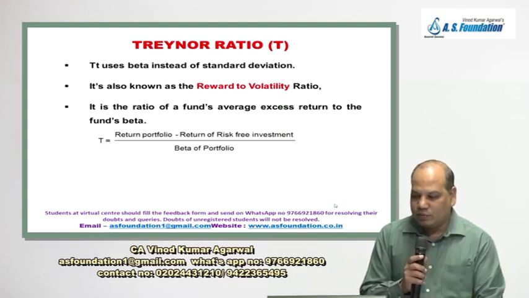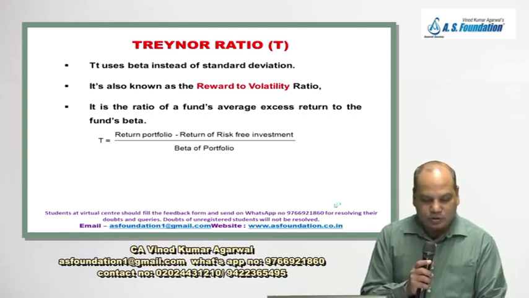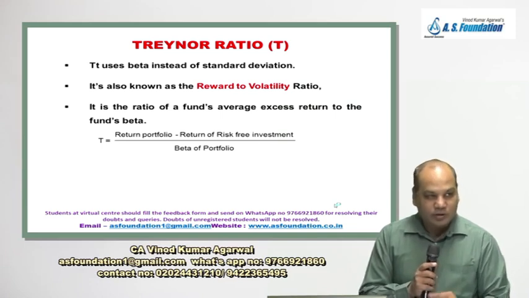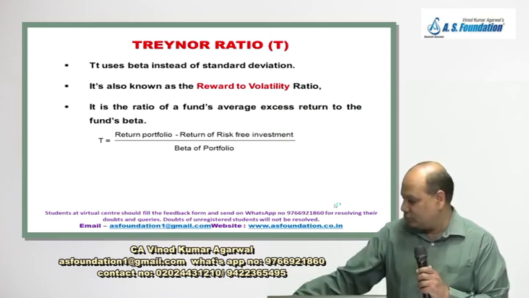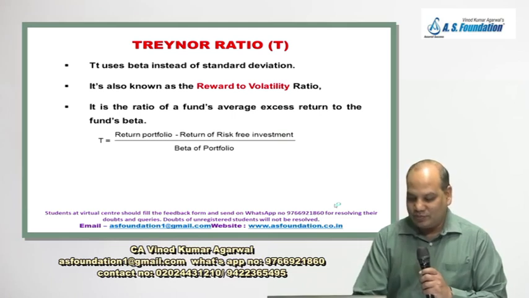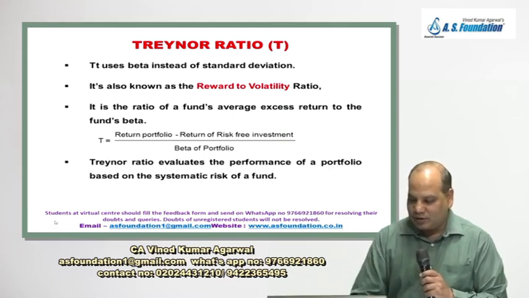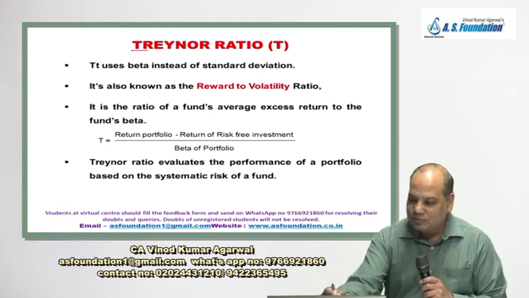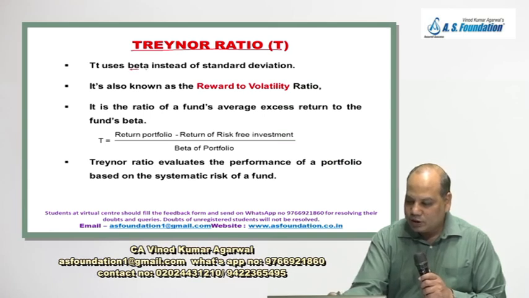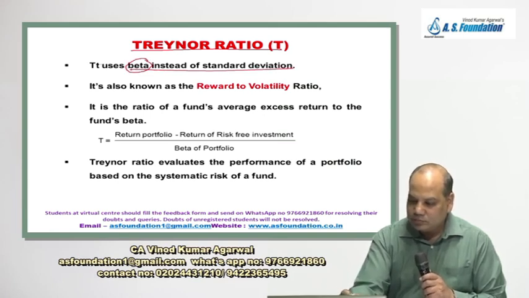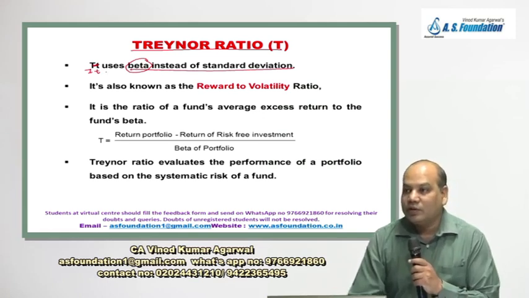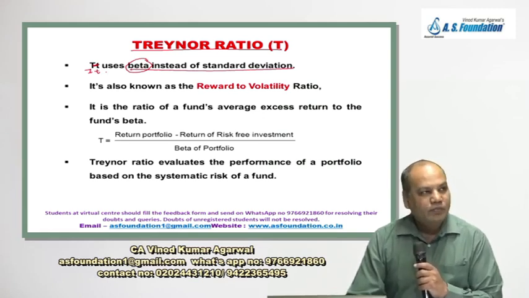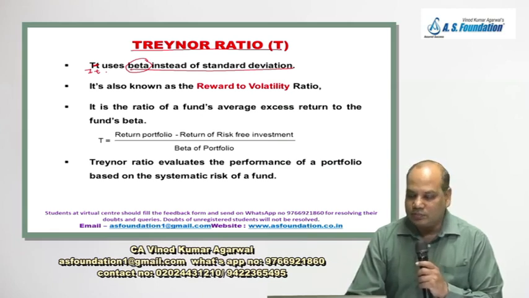Treynor ratio was given by one person called Jack Treynor. And this person, Jack Treynor, says that instead of using standard deviation, use beta. Remaining discussion is the same.